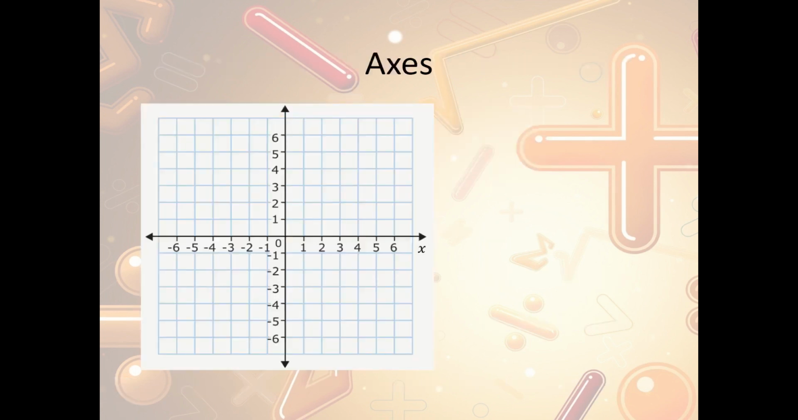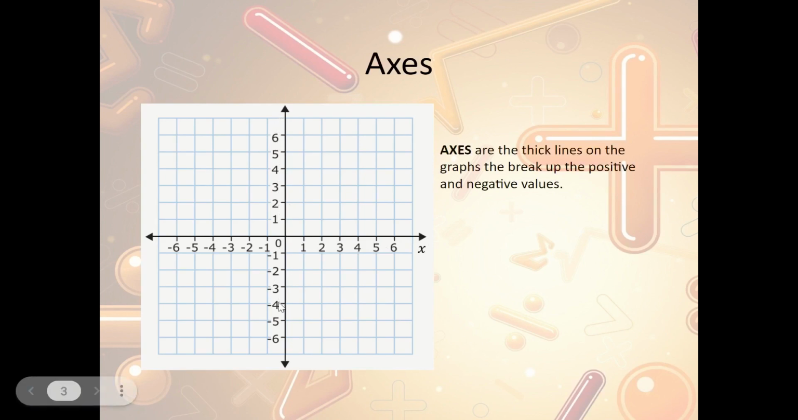Now let's take a look at axes. Within the coordinate plane, we should notice that there are these lines that break up the x's and y's. The axes are the thick lines that break up the positive and negative values. If we look here, we have our x's that go this direction, and we have our positives on this side and our negatives on this side. They're broken up by this line here that represents the negative y's and the positive y's. So they break up each other and create positives and negatives in each of these boxes.